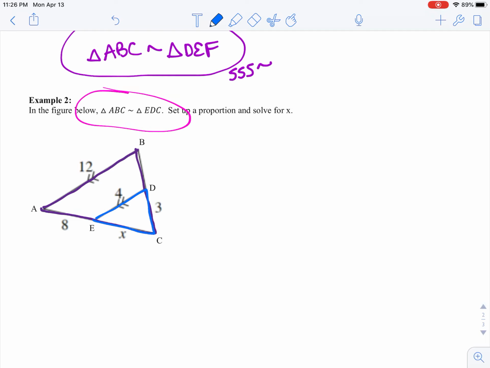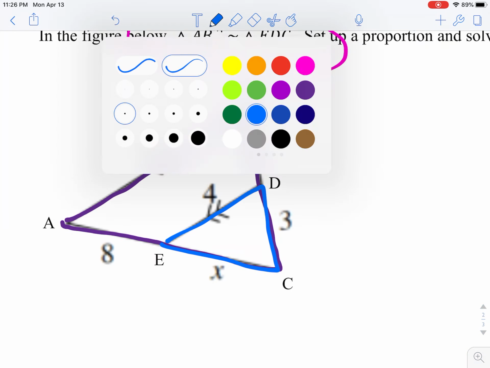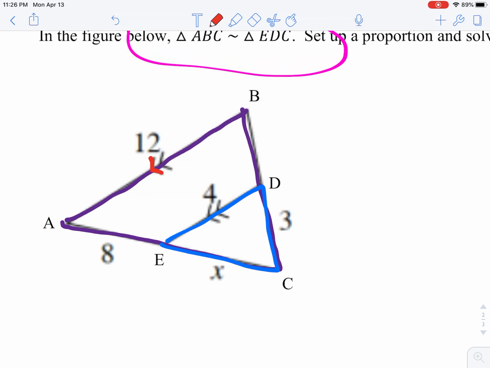Now, because of these arrows that you see, these red arrows are telling you that the lines are parallel. And so if lines are parallel, then corresponding angles are congruent. And so angle B and angle D from the blue triangle would be corresponding. Also, angle A and angle CED would be corresponding as well, so they're going to be congruent.